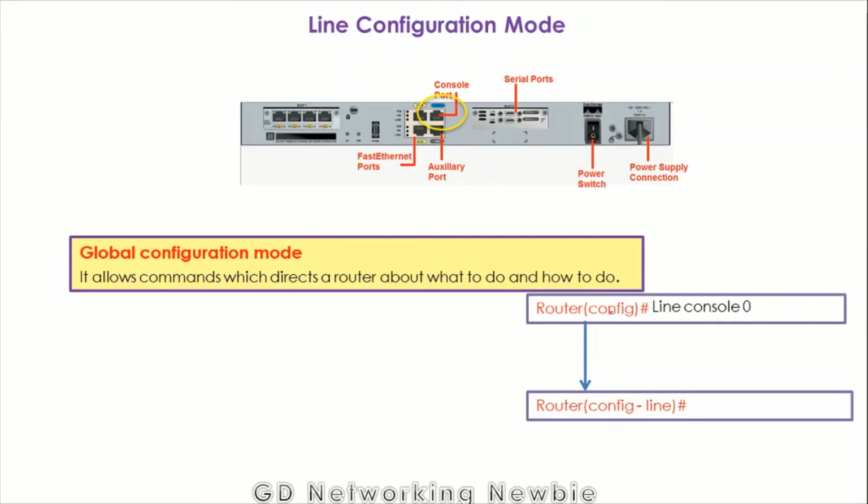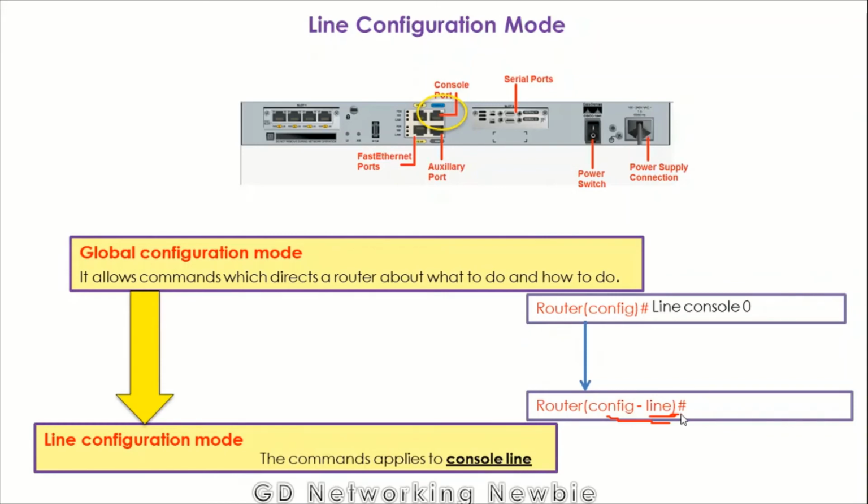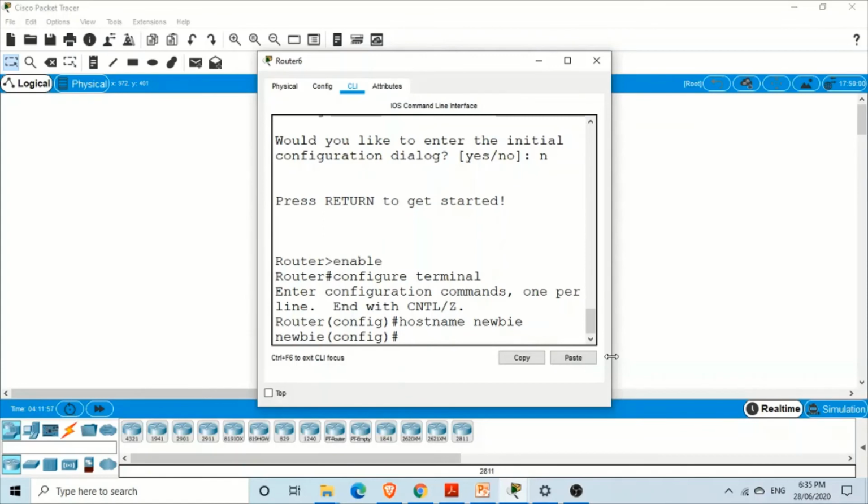Before that the prompt showed IF for interface, and now it shows LINE, for line interface. So now we are in the line configuration mode, and whatever commands we use in this mode will be applicable to the console line only, not to fastethernet or to the serial ports. These are the sub modes which we need to use when we configure the routers. Let me show you these things in Cisco Packet Tracer.